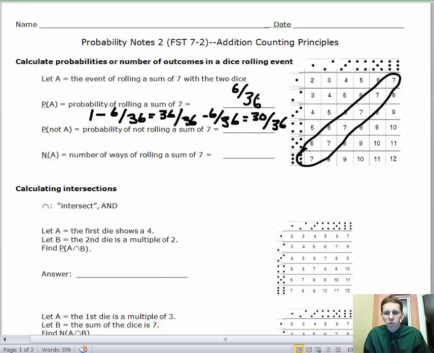In both of these cases, you can reduce your answers down. If you want to reduce 6 over 36 to 1 over 6, that would be appropriate to do so. And if you want to reduce 30 over 36 to 5/6, you can do that as well. N of A refers to the number of ways of rolling a sum of 7. We said there were 6 ways altogether, and it's basically the numerator of your unreduced fraction.